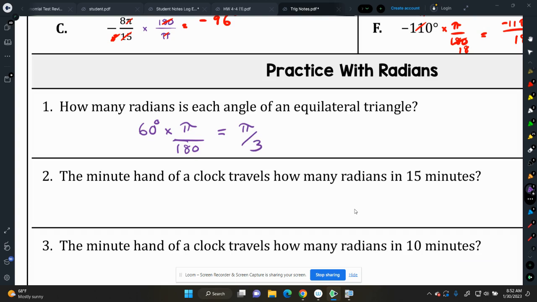Okay. A minute hand of a clock travels how many radians in 15 minutes? Think it through, right? How many minutes are there in an hour? 60. So how far does it travel around the clock in 15 minutes? 1/4 around. So how many degrees does it travel? 90. And how many radians is that? Pi over 2. There you go.